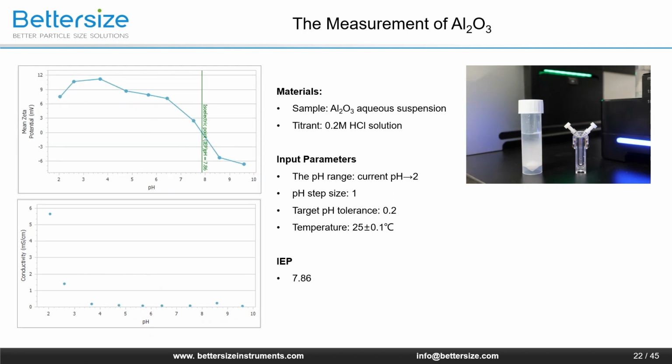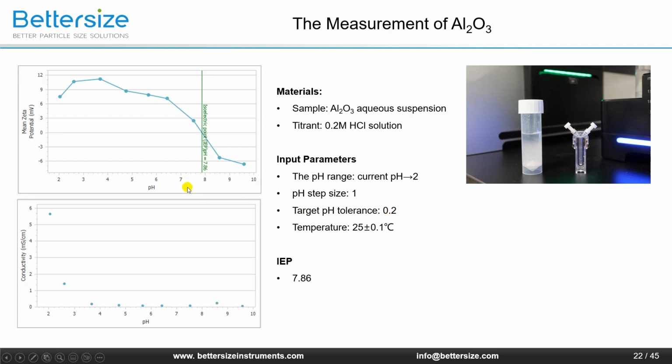The second case is the measurement of aluminum. The sample was aluminum aqueous suspension. The titrant was also hydrochloric acid solution. The titration range was set from the current pH to 2. The pH step size was set to 1, and the tolerance was 0.2.